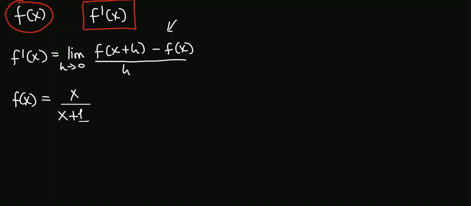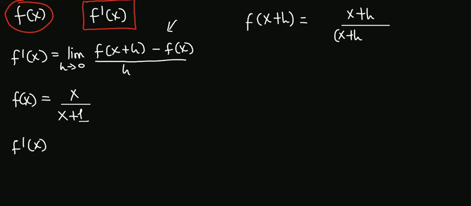So I have the next function here. We have f of x equal to x over x plus 1. So we have to find f prime of x, which is the derivative of f of x. So we have our f of x, and we have to write the expression for f of x plus h. For that one, wherever you see x, you're going to put x plus h there. So you're going to have x plus h, divided by x plus h, bracket close, plus 1.